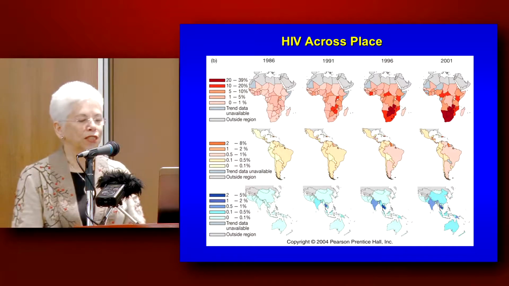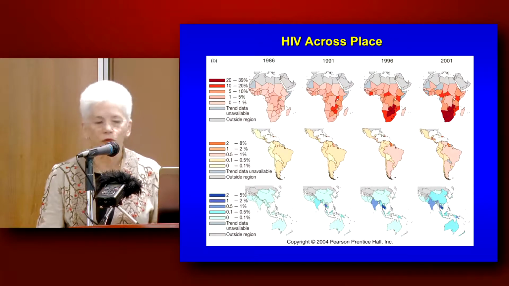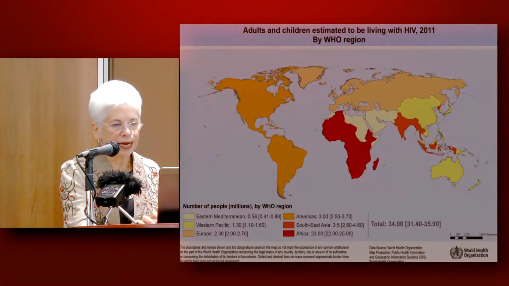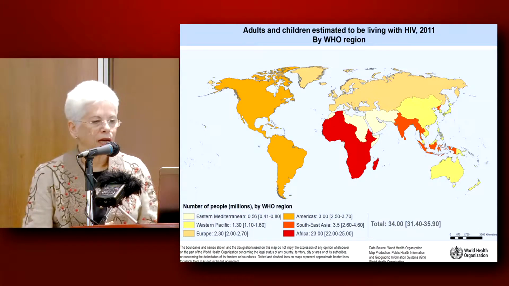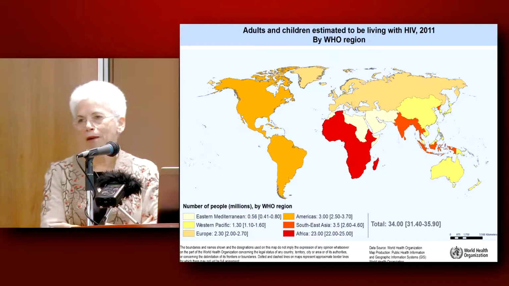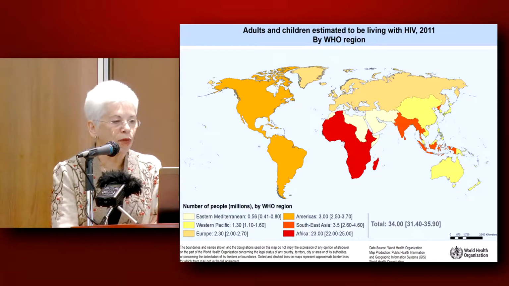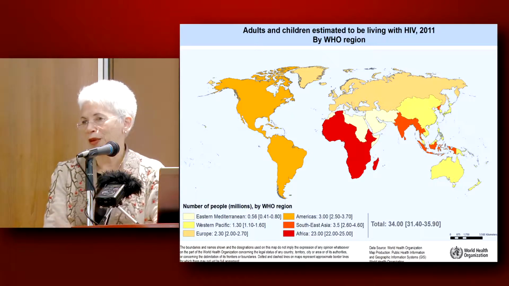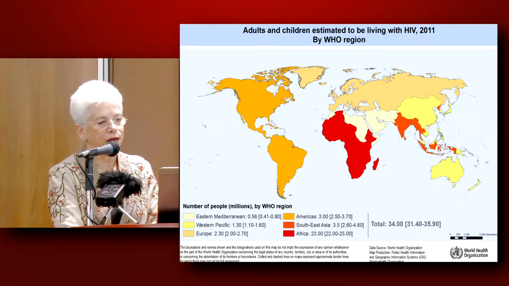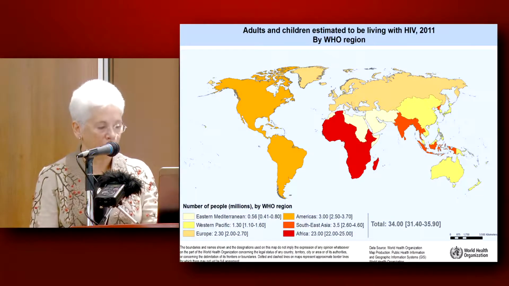So this is HIV across place. It doesn't show you North America, but it shows you Africa, where we've had the worst epidemic, South America, and Asia. And now if we look at the map of the world, basically those of us in the Americas, North and South America, have a moderate epidemic of HIV. We are not doing as well as Europe, Western Pacific, or the Eastern Mediterranean in terms of containing HIV, nor are we suffering in the way that some parts of Southeast Asia and certainly sub-Saharan Africa are.